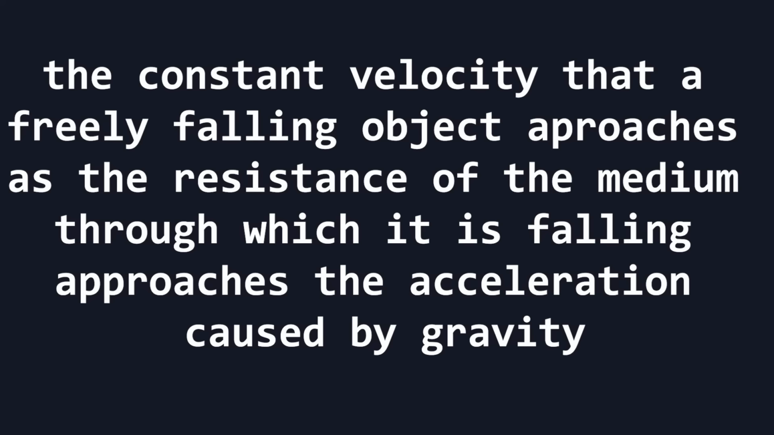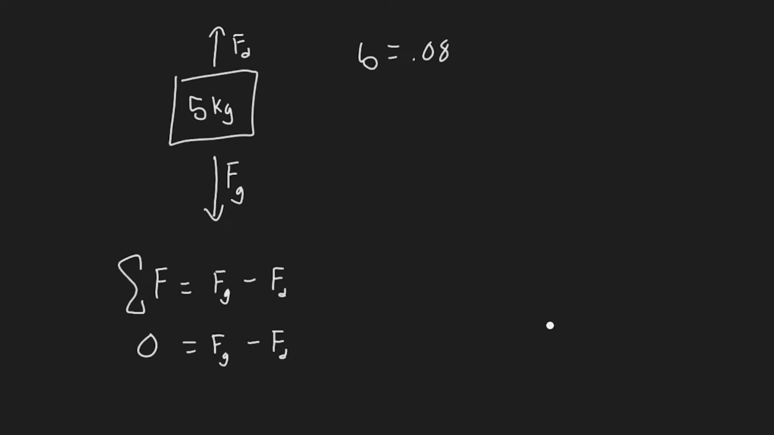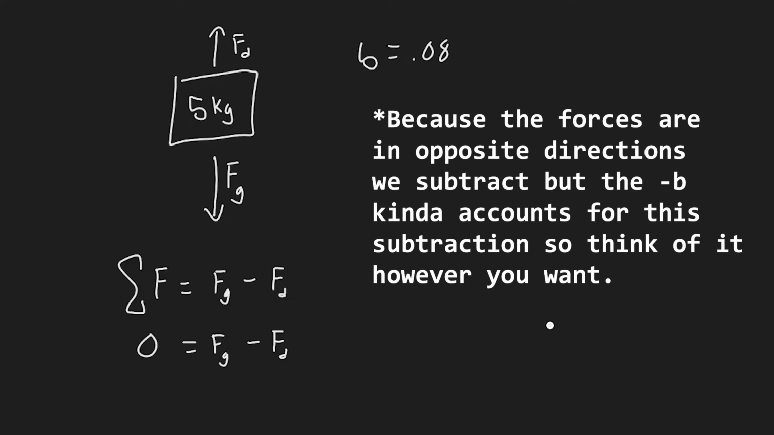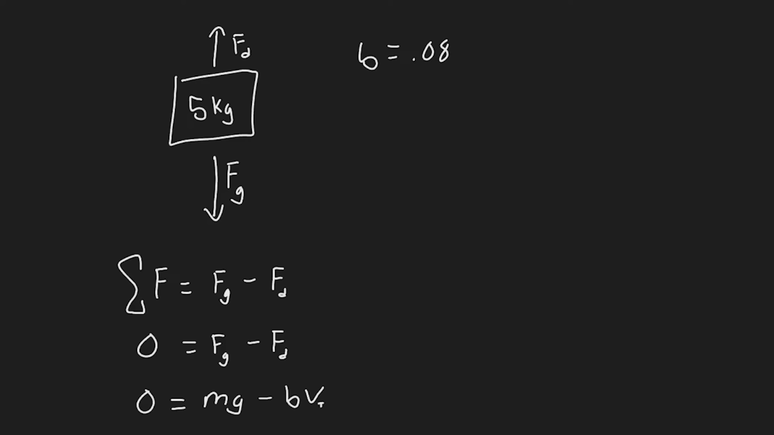We can more rigorously define terminal velocity as the constant velocity that a freely falling object approaches as the resistance of the medium through which it's falling approaches the acceleration caused by gravity. Here's how we can calculate an object's terminal velocity. If we have a 5 kilogram object falling through a medium with a b of 0.08, and we're looking for its terminal velocity, first we have to recognize that a constant velocity, which is what terminal velocity is, occurs when no net forces are acting on the object, or the sum of all of its forces is zero. This means that the force of gravity plus the force of drag equals zero. So mg minus bv equals zero.